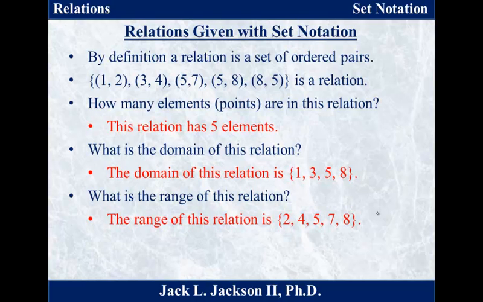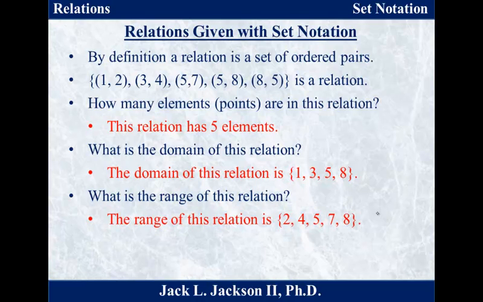What's the domain of this relation? Well, it's going to be the set of all the first coordinates. So that's going to be 1, 3, 5, and 8. Notice that 5 is listed twice, but when you write a set, remember, we don't list those things twice. So it's 1, 3, 5, and 8, but for the two 5s, you just list one of them.